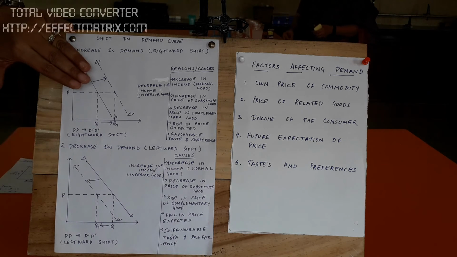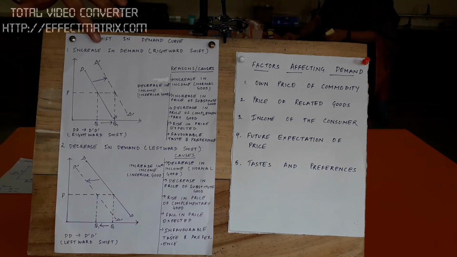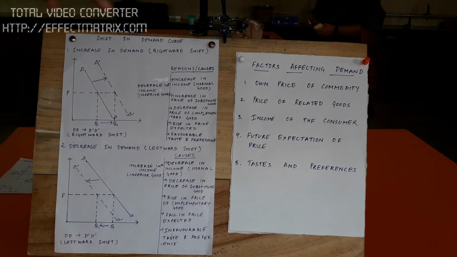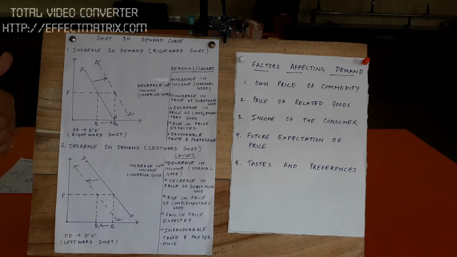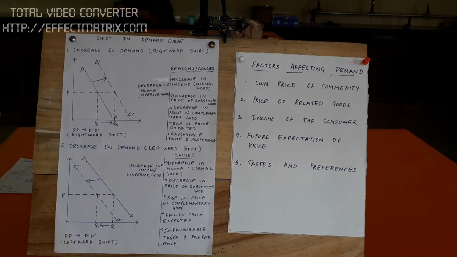If there is a rightward shift, it is known as an increase in demand. And what are the factors that lead to it? Say the increase in income happens for a normal good. So if for a normal good the income increases, obviously the consumers will demand more. Similarly, if the price of a substitute increases, the given good becomes cheaper. Because of that, a rightward shift happens.